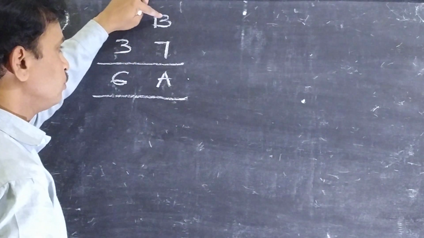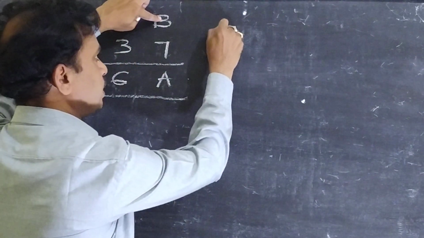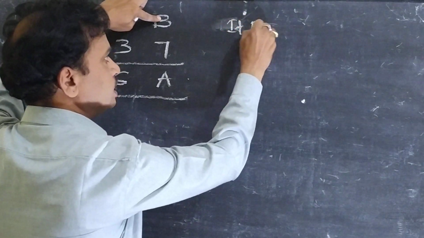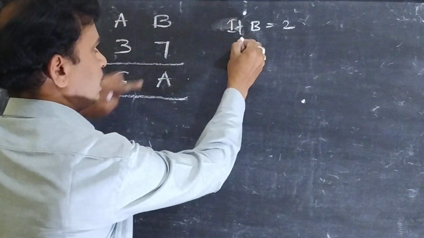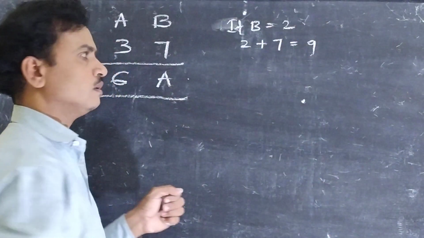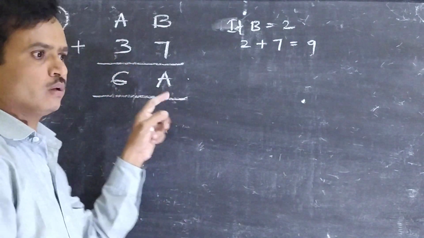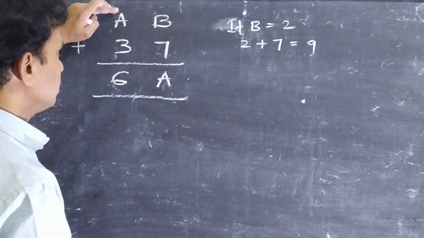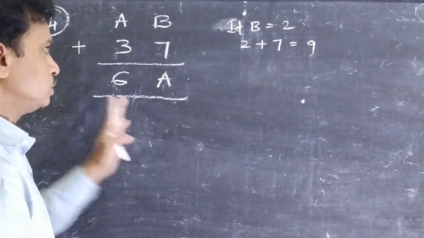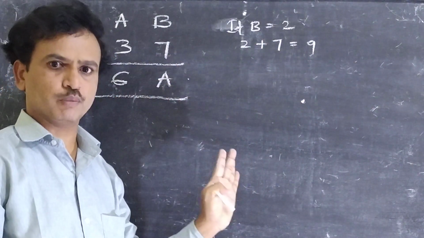Then if you take B is equal to 2, then 2 plus 7, this is your 9. Okay. Now here 3 is there. 9 plus 3, 12. Okay. So this is also not possible.